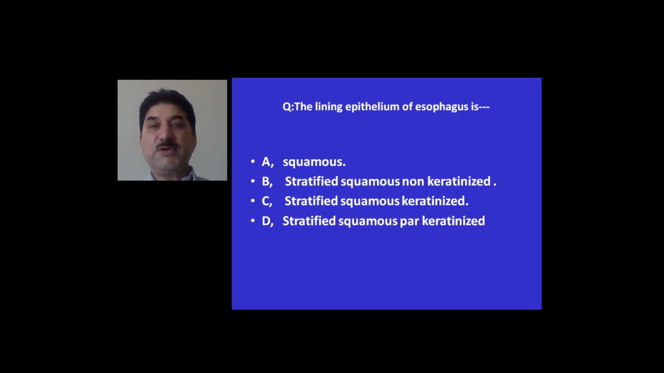The lining epithelium of the esophagus is squamous, stratified squamous non-keratinized, stratified squamous keratinized, or stratified squamous. The correct option is B, stratified squamous non-keratinized, because the function is protection. Non-keratinized because of the fact that this epithelium continuously comes in contact with the secretions. It comes continuously in contact with the water, so it is non-keratinized.